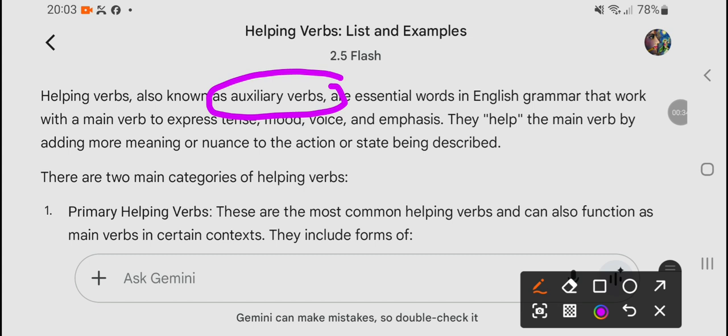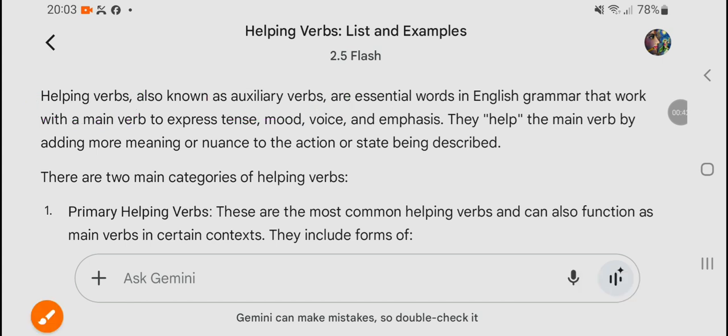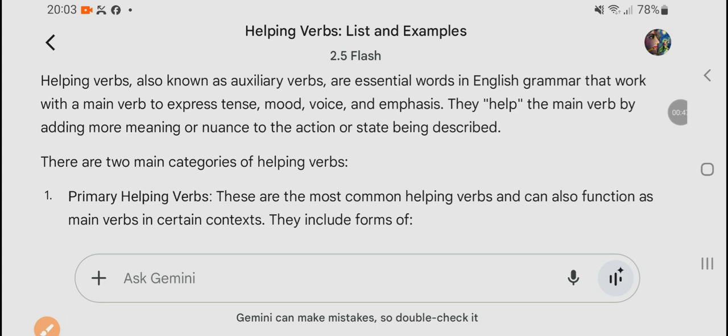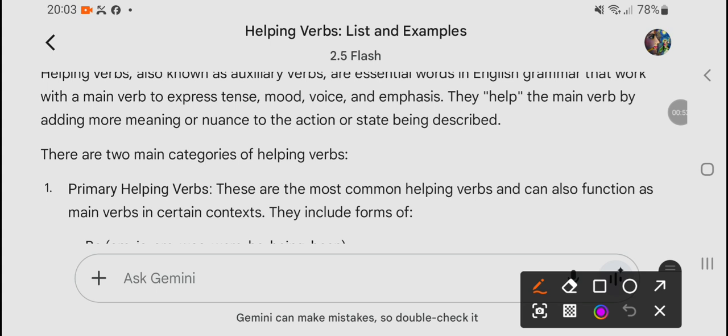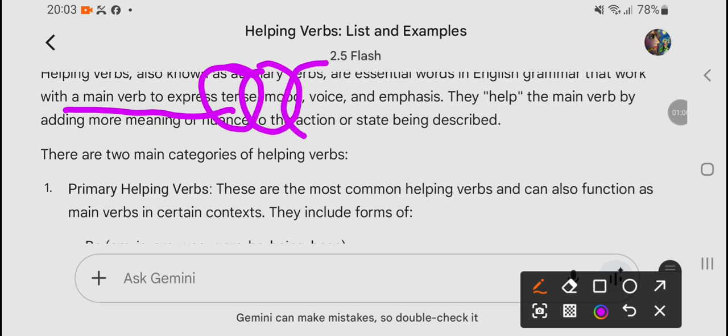So helping verbs are also called auxiliary verbs. Auxiliary verbs or helping verbs are one and the same thing, and are essential words in English grammar, right? They work with a main verb to express the use or application of the main verb. It comes with the main verb and is used to express tense, mood, voice, and emphasis.